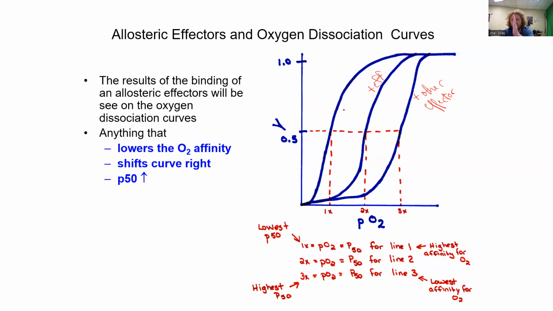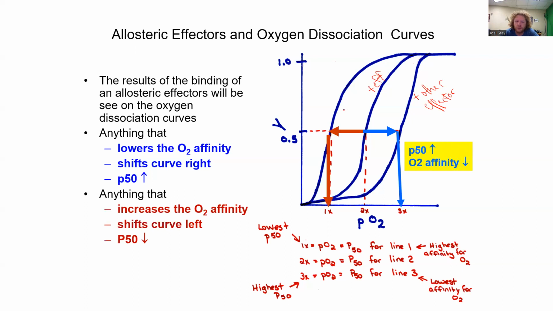And whenever this curve shifts to the right, that is an illustration of a substance that causes, what's the term that I'm looking for? That shift to the right is going to cause the P50 to go up. So that's going to cause your protein's affinity for O2 to go down. And we see that with these particular examples. So similarly, an allosteric effector can cause the curve to go to the left, which causes the P50 to go down, which means the affinity goes up.